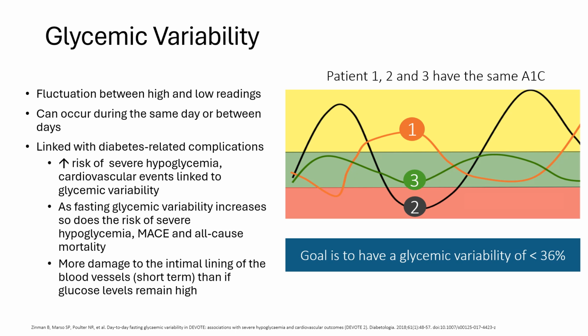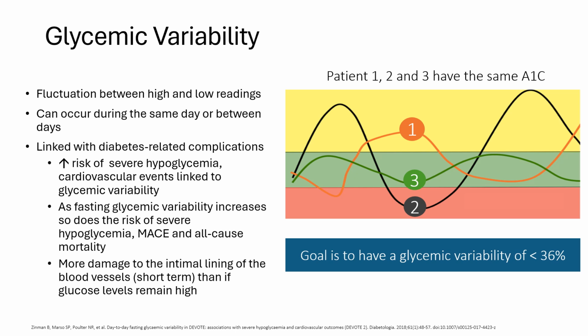So glycemic variability is a fluctuation between high and low readings. It can occur during the same day or between days, so you have a good day and a not so good day. And it's linked to diabetes-related complications. So it's linked to severe hypoglycemia because you don't know from one day to the next whether you're going to have a high or a low. It's linked to cardiovascular events that are associated with glycemic variability.